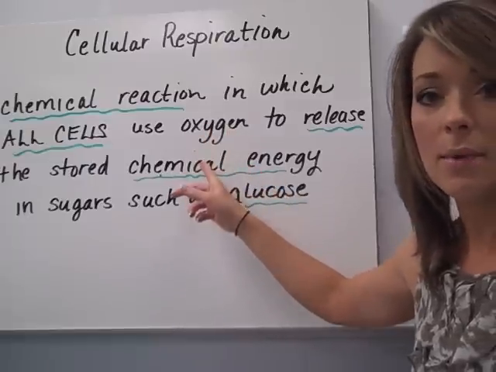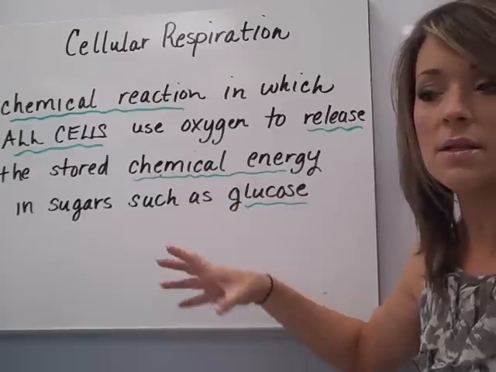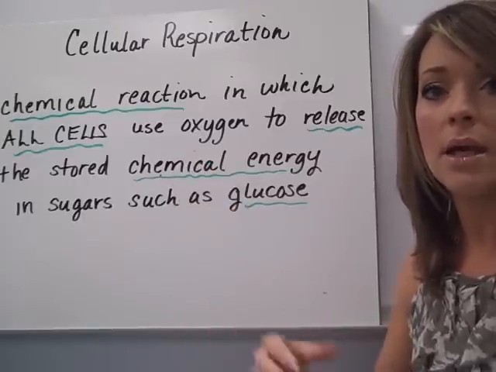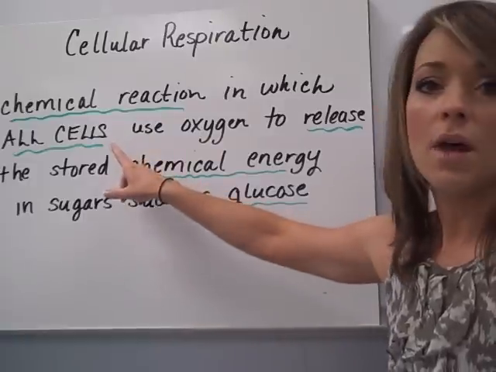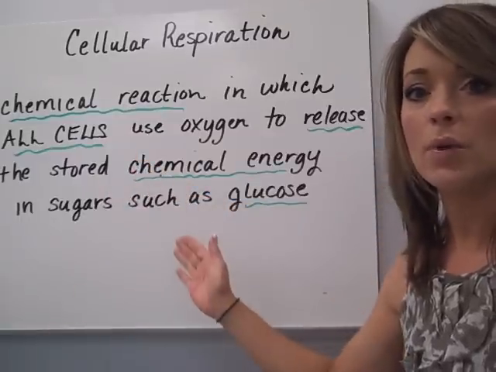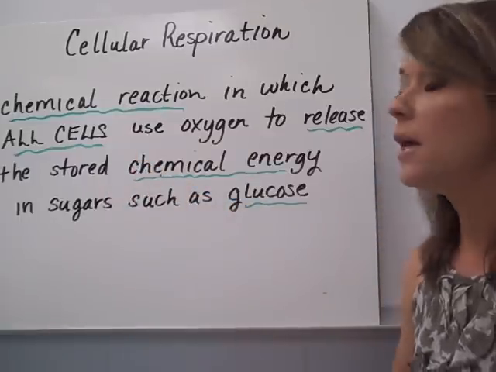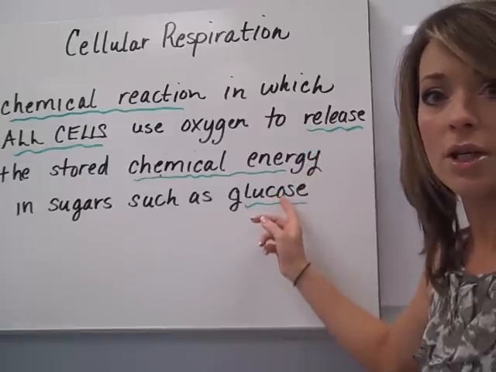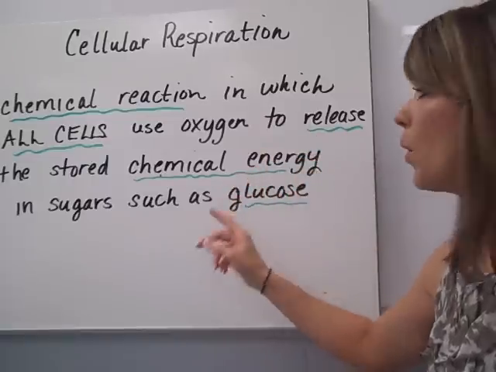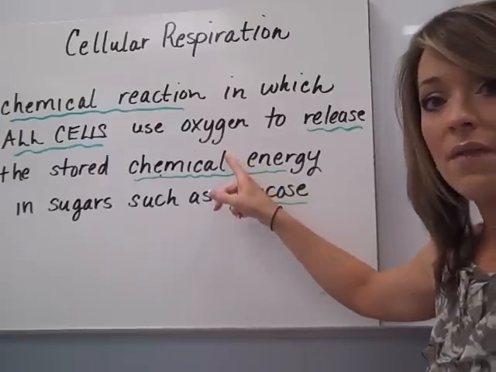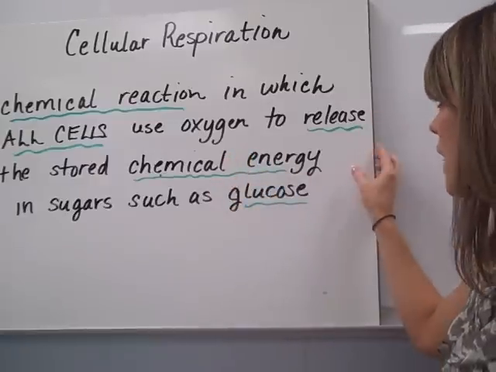One is that it is a chemical reaction. Just like photosynthesis, atoms are going to be broken apart and regrouped in a different way to make a new substance. This one, though, occurs in all cells. Photosynthesis is just plant cells. Cellular respiration is going to occur in all cells because all cells need to release that stored chemical energy, the energy that plants store in a molecule of glucose. And in order to do that, they have to have oxygen to react with that glucose.